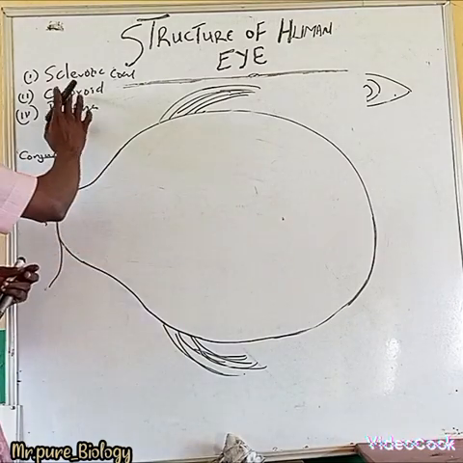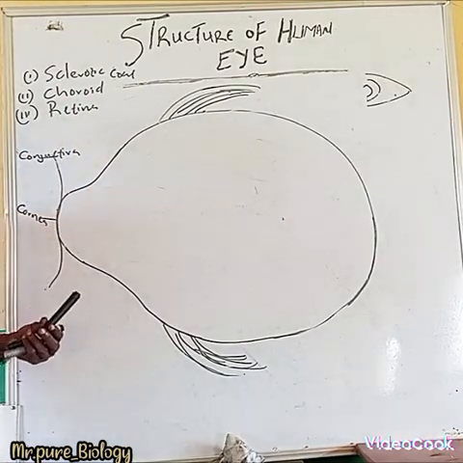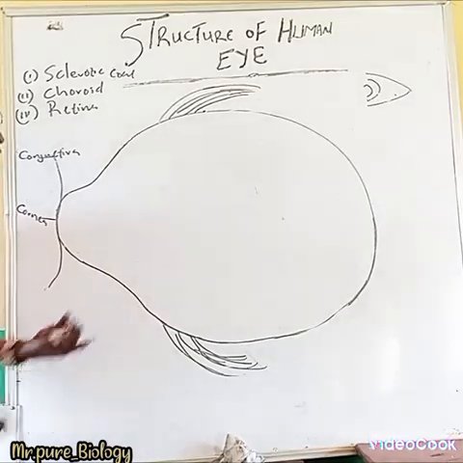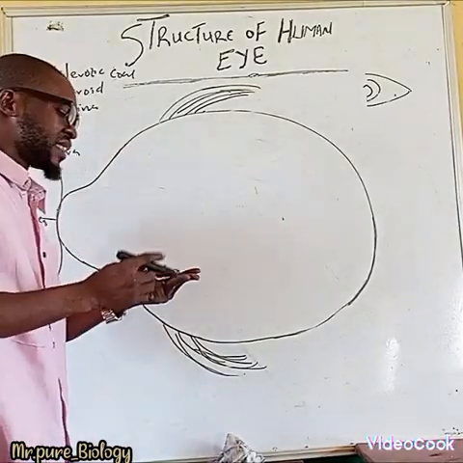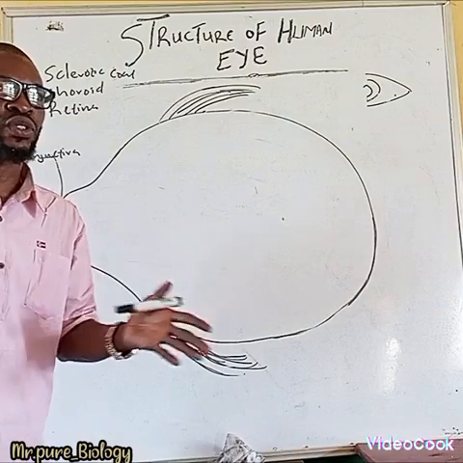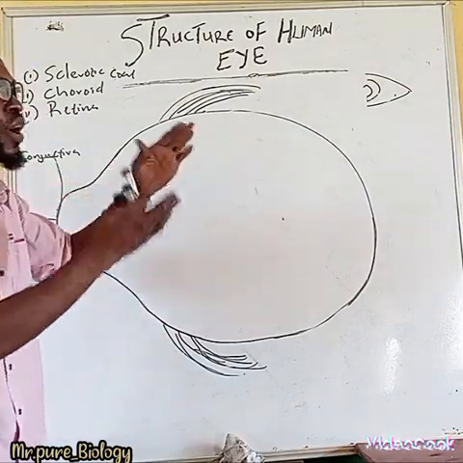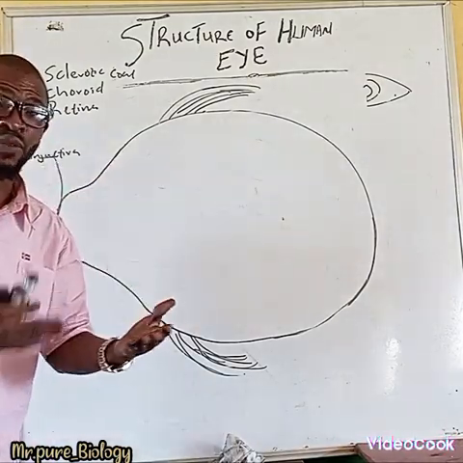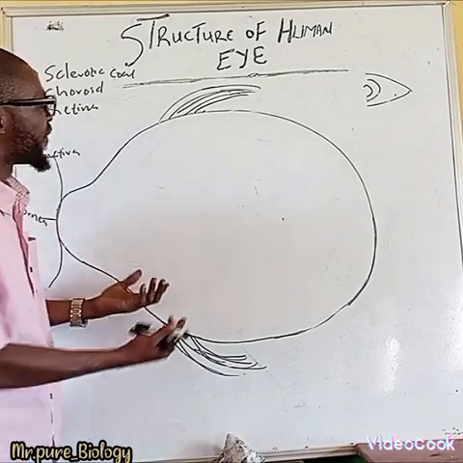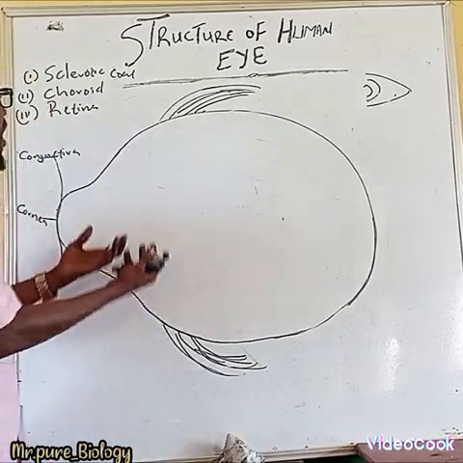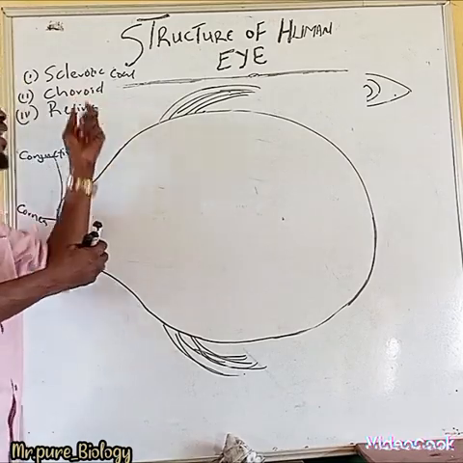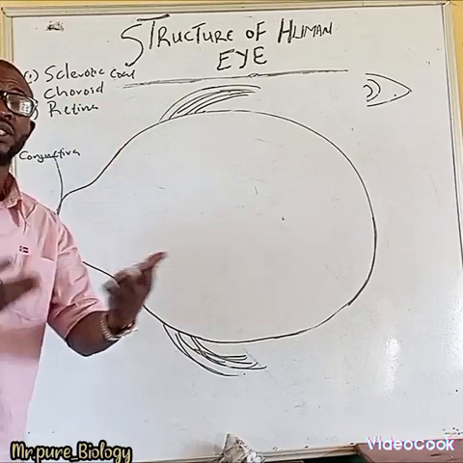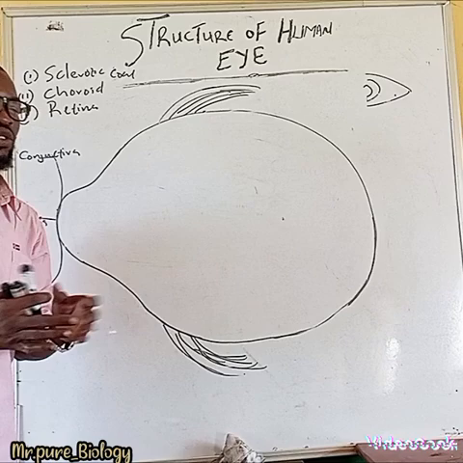Let's now look at the second one, which is the choroid. I said choroid is the pigmented part of the eyeball. The choroid is the middle layer, and it is well supplied with blood vessels. You know, the eyeball needs oxygen and other nutrients for the survival of its cells. What provides them with this oxygen and nourishment is the blood, and the choroid is well supplied with blood vessels.